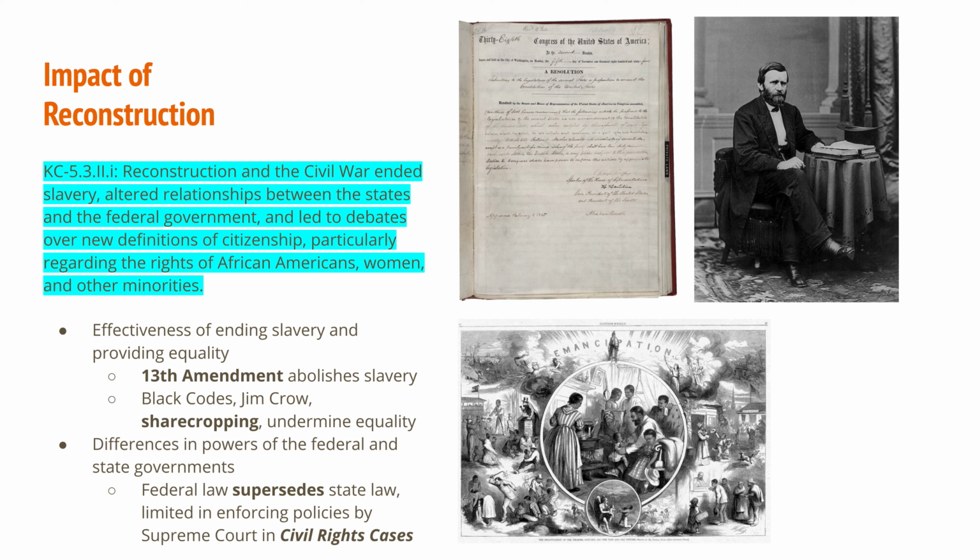There were also differences in powers of the federal and state governments. The federal law superseded the state law according to the Constitution, but there are limits in enforcing the federal policies and enforcing the constitutional amendments, because it falls on those southern governments to do so, when the Supreme Court in the civil rights cases is diminishing the impact of the 13th, 14th, and 15th Amendments by striking down the Civil Rights Act of 1875. So that law had been passed to try and enforce the amendments, but the Supreme Court decided that it was unconstitutional.